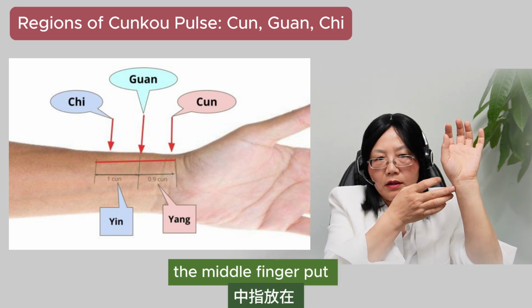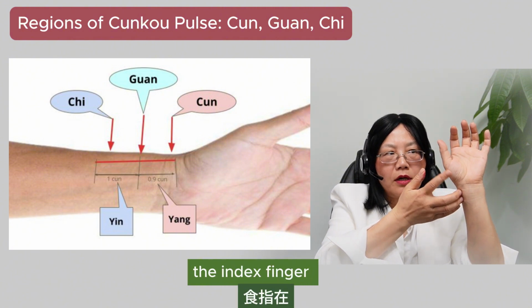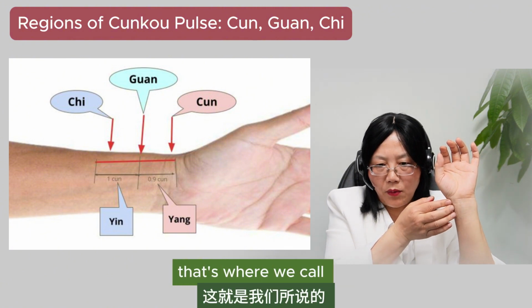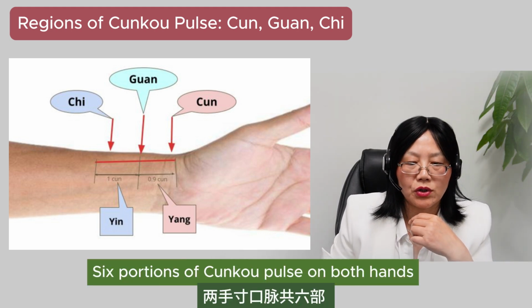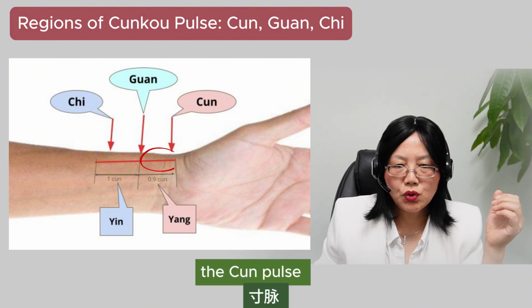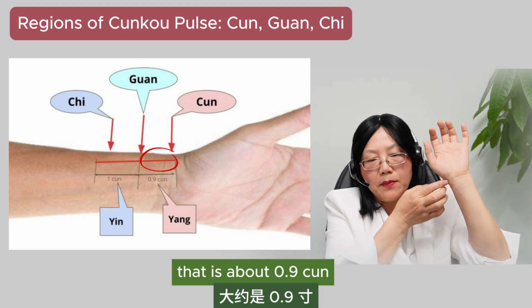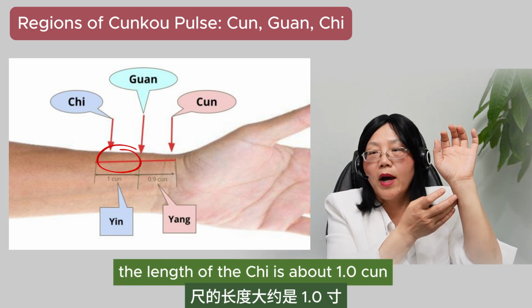The middle finger, put on the high bone. Naturally, you put the index finger on the Cun part, the 4th finger on the Chi part. That's where we call the Cunkou pulse. There are totally 6 portions of Cunkou pulse on both hands. The Cun pulse from the high bone to the crease is about 0.9 chen. The length of the Chi is about 1 chen.